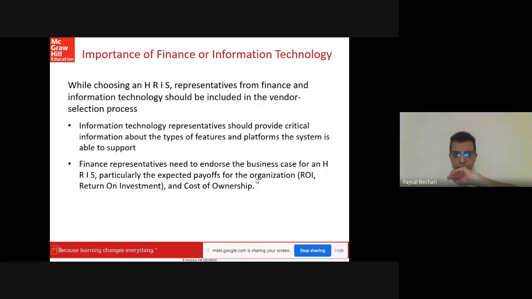Now, the finance representative needs to endorse the business case for HRIS, particularly the expected payoff for the organization. They have to do the return on investment and, as we said, cost of ownership. They're also the ones who will sign the check, so they need to approve it. They need to justify why you have to upgrade your HR through the process of doing a return on investment and cost of ownership. And as we said, payroll is also a process that will be integrated with your HR.